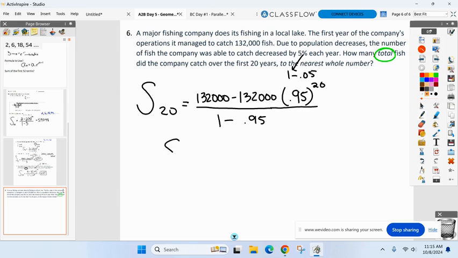Total fish. Where are we going? Whole number again? Yep. It'll be 1,000,000. Whoa, that's a lot of fish. I don't know. It'll be 1,693,597. You're correct. 1 million.